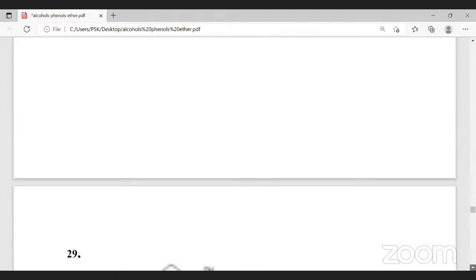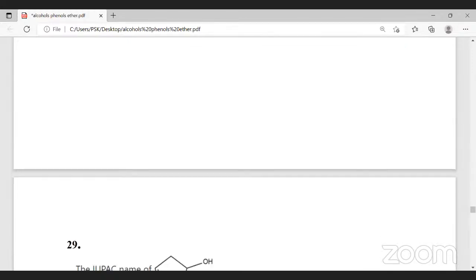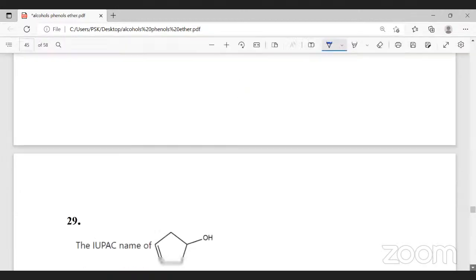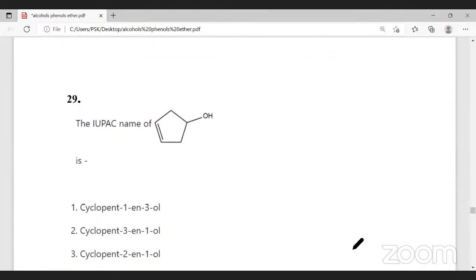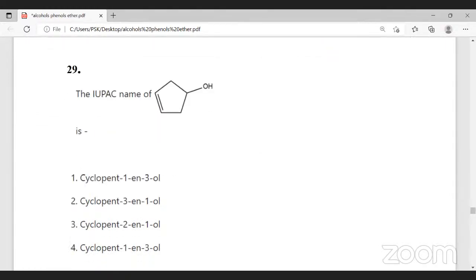The next question, sorry, can you see the screen? Yes, sir. The next question, the IUPAC name of the molecule shown. What is the IUPAC name of this molecule?